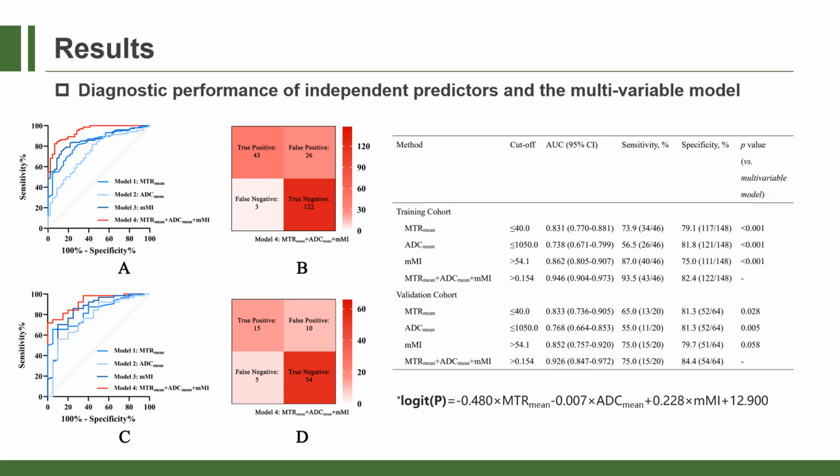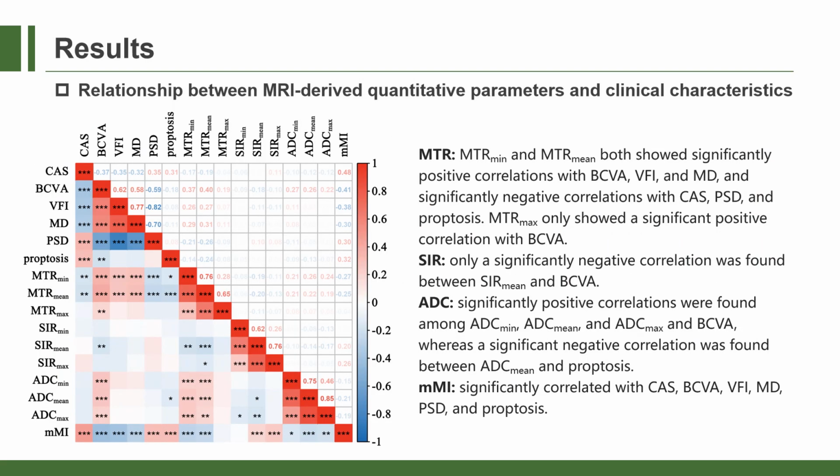In the validation cohort, the multivariable model still showed a significantly higher AUC than the ADC mean. However, the differences between the multivariable model and the MTR mean and MMI did not reach statistical significance. In addition, there are significant correlations between MRI-derived quantitative parameters and clinical characteristics.